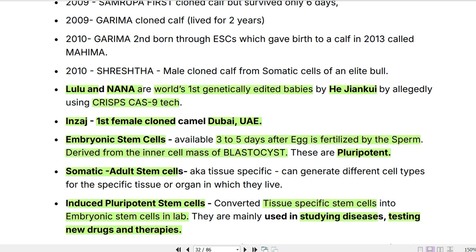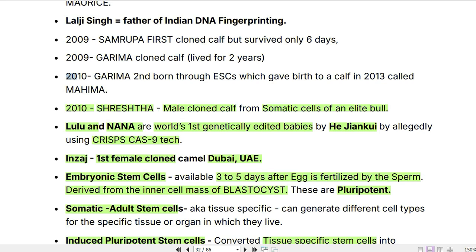And then in 2010, Shrestha, that's the male cloned calf from somatic cells of an elite bull. So I think that was Shrestha. Somatic cells of an elite bull were taken, and a male calf of a bull was made in 2010. Its name was Shrestha.